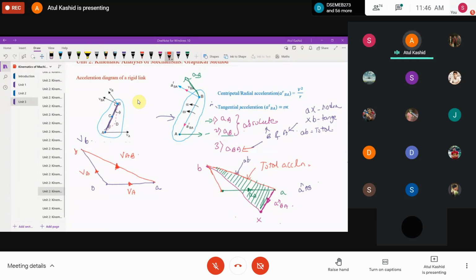Okay, so now what you're talking, Aditi? Velocity of B with respect to A. Okay, velocity of B with respect to A. It will be like this.